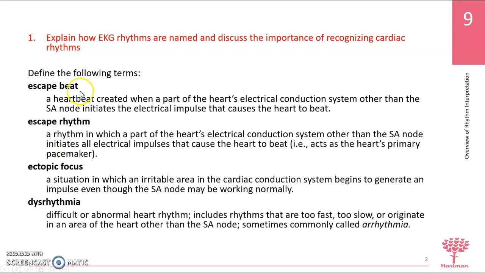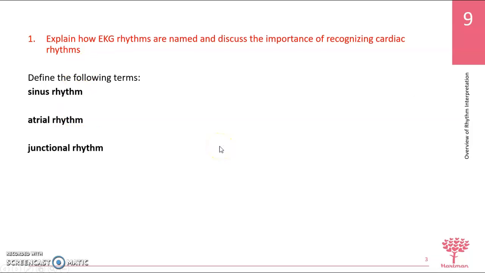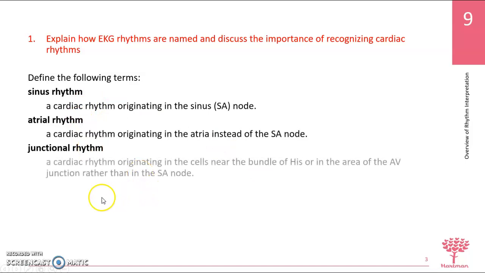Now, these are just definitions, so I'm not going to go through and read each definition. You can see these and look at them. We're not doing note cards at this point, but it'd be a good idea for you to make note cards for yourself anyway, just so you can remember what these terms mean. We're going to use these terms as we look at the next parts here: sinus rhythm, atrial rhythm, junctional rhythm. These are all terms that we're going to use as we look at this.